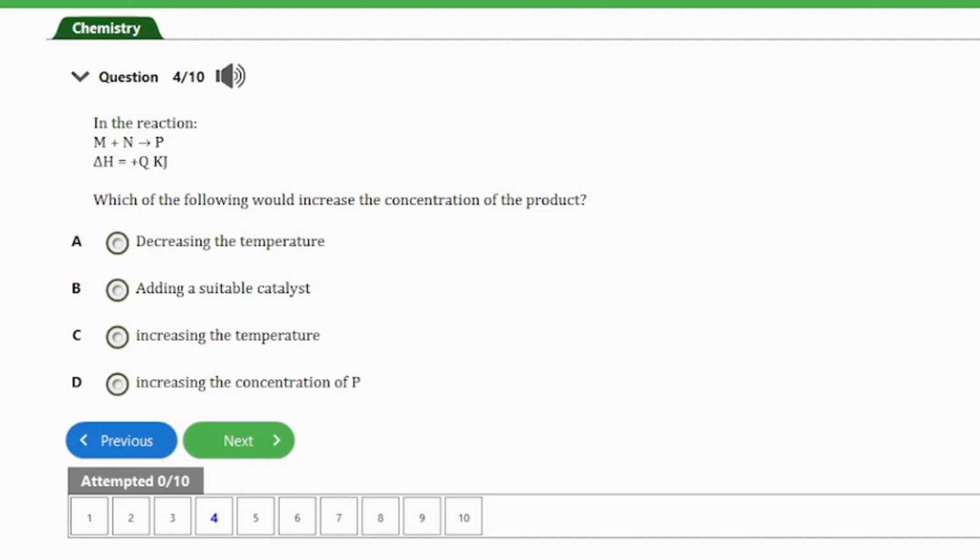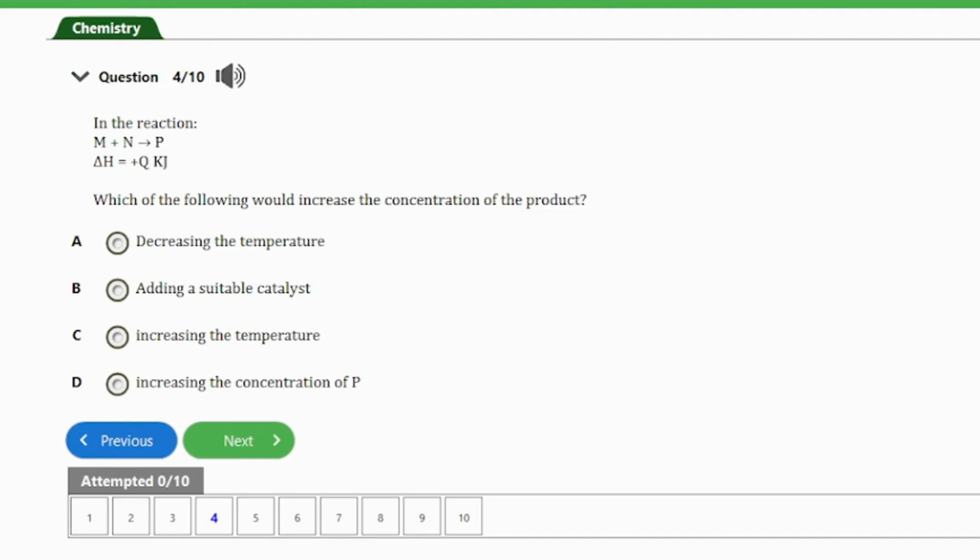Question number 4. We have here, in the reaction M plus N to yield P, delta H is equal to plus Q kilojoules. So which of the following would increase the concentration of the product? A. Decreasing the temperature. B. Adding suitable catalyst. C. Increasing the temperature. D. Increasing the concentration of P. So guys, the answer to this question is option C, and that's increasing the temperature.